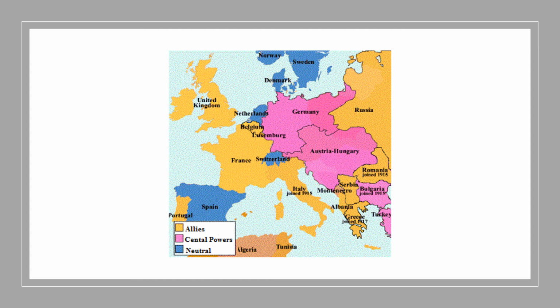Here's a map that shows you, for Europe at least, where these allied countries were, where the Central Powers were, and also the more neutral countries. You can take a moment to look over that. You might be looking at Italy and wondering why Italy is in orange in the Allies. That's because Italy will actually join the Allies in 1915.